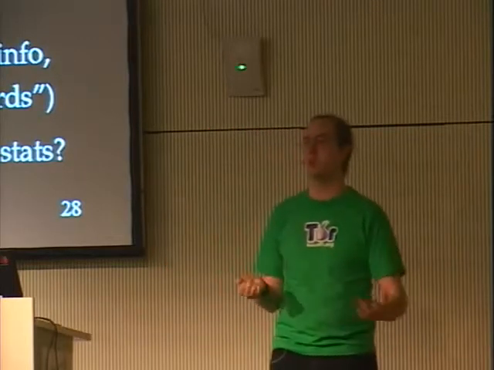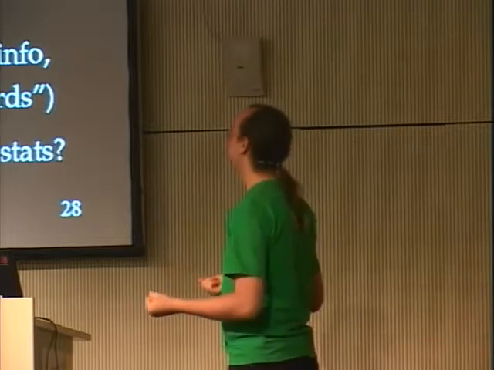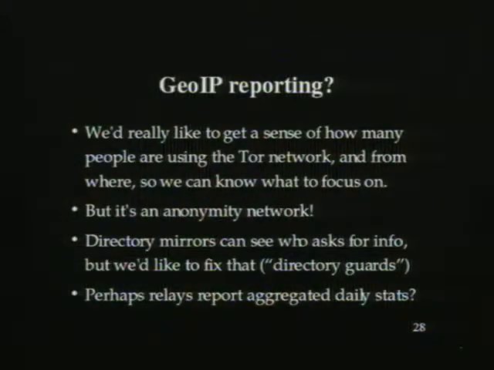Another exciting point. We'd really like to get some sort of general sense of how many people are using Tor and what countries they're coming from, stuff like that. So that we know what we should focus on, what features we should work on, what translations we should make sure we have next in Vidalia and Torbot and stuff like that. On the other hand, it's an anonymity network, so we don't really want to know how many users are using Tor and where they're coming from. So there's definitely a tension there.